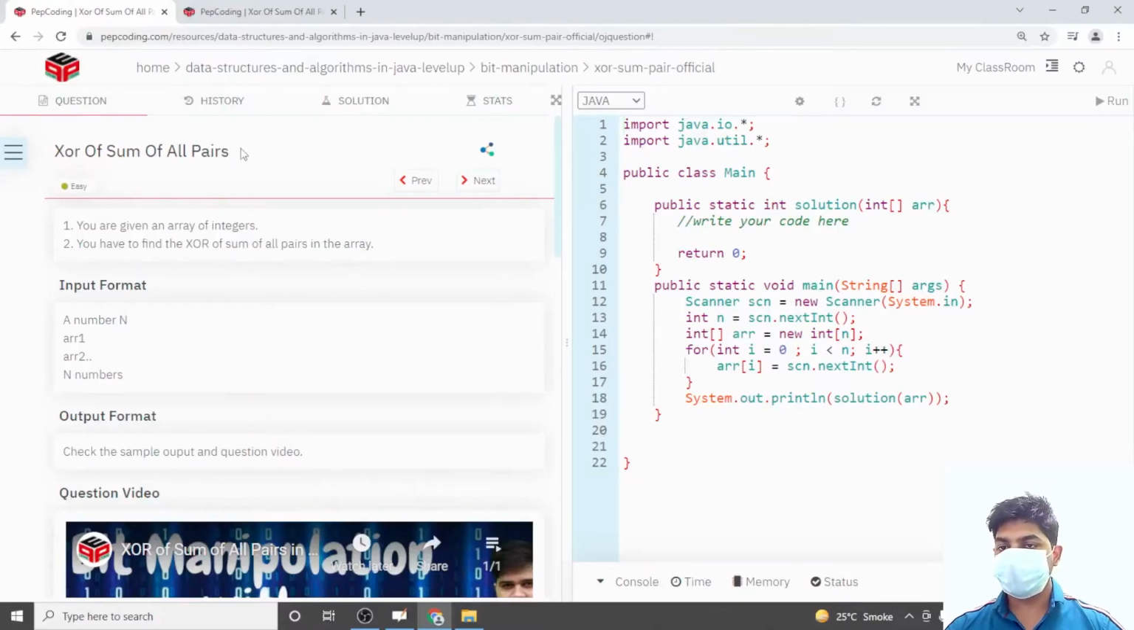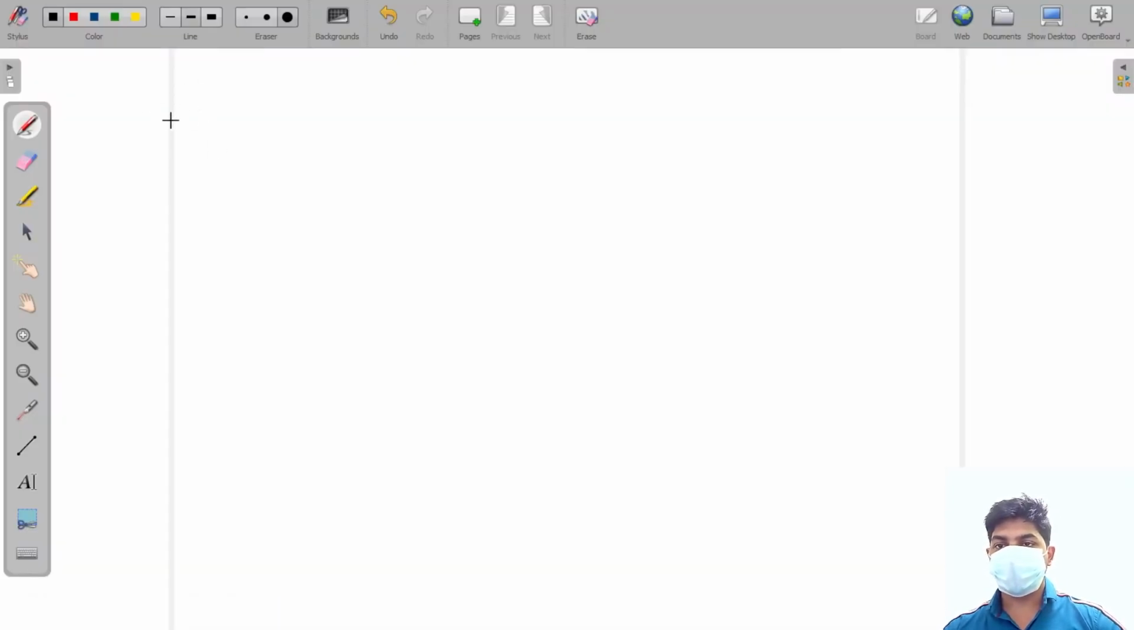Hi guys, so in this video we will be solving this problem, XOR of sum of all pairs. Okay, so first let's understand what the problem says. According to the problem we will be given an array of integers. So let's suppose that there are four elements in the array: A, B, C and D. These are the four elements.